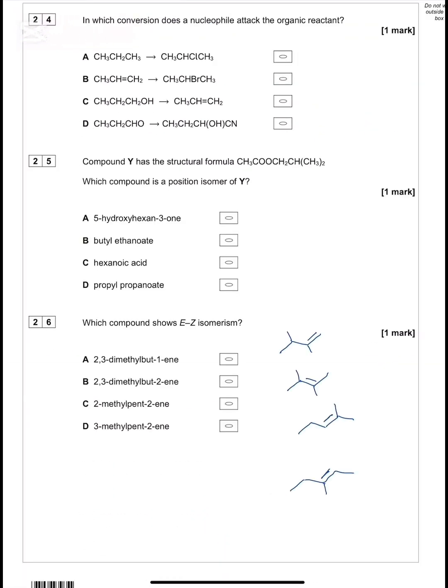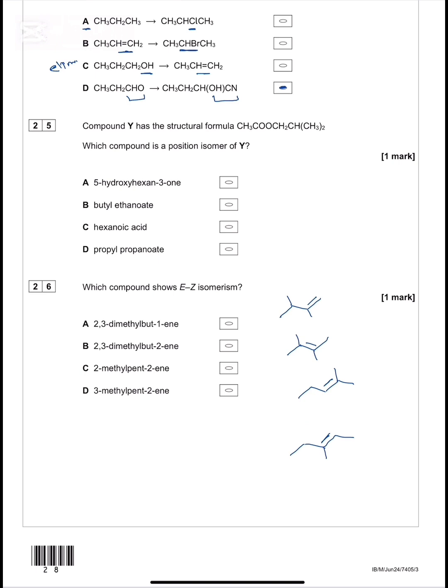Let's continue answering the multiple choice questions from paper 3 AQA A-level chemistry exam 2024. Question 24, in which conversion does nucleophilic attack the organic reactant? So the first one, A, is the free radical reaction, so there's no nucleophilic attack. The second one has an alkene, so it's electrophilic addition, as we can see. For C, there is the alcohol, which gives you an alkene, so this is elimination. Again, there is no nucleophilic attack. The last one is the aldehyde, which is attacked by the cyanide, and this is a nucleophilic attack. This is the nucleophilic addition to a carbonyl group.